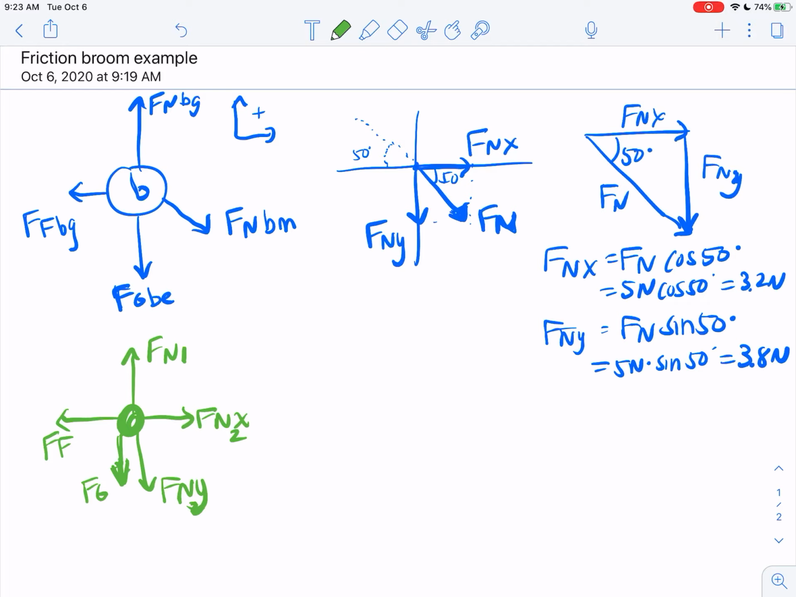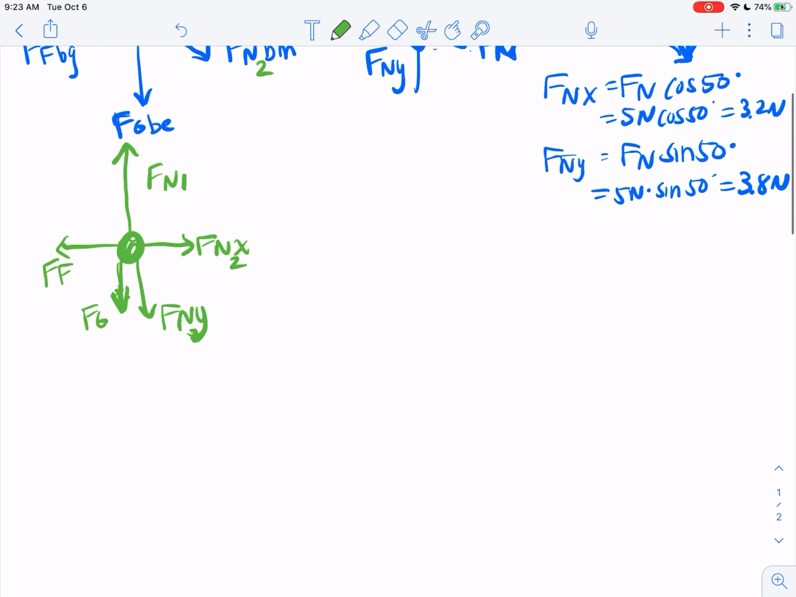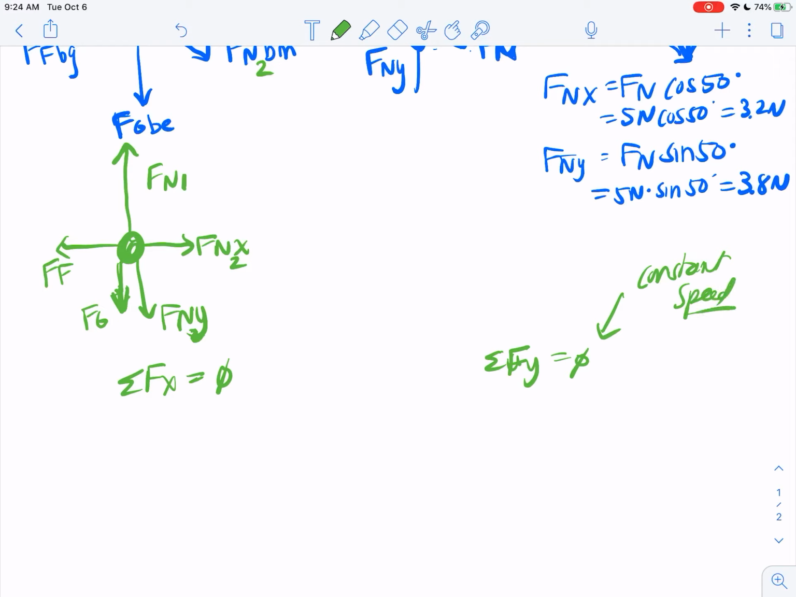So you have to make sure that the FNs are not the same. All right, I can see this doesn't look balanced. So I'm going to make this one a little bit bigger. So I'm going to go ahead and call this one now Fn2, this one Fn1. Then I'm just going to sum the forces in the x equals 0, and I'm going to sum the forces in the y equal to 0. Equal to 0 because this is moving at a constant speed. That means the forces are balanced, the net force is 0.